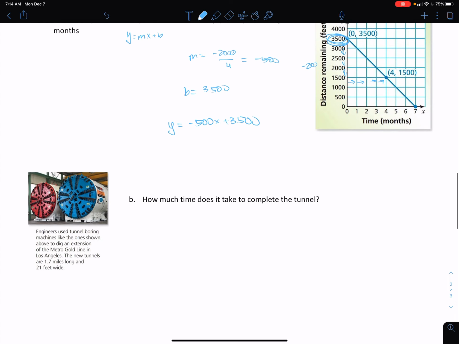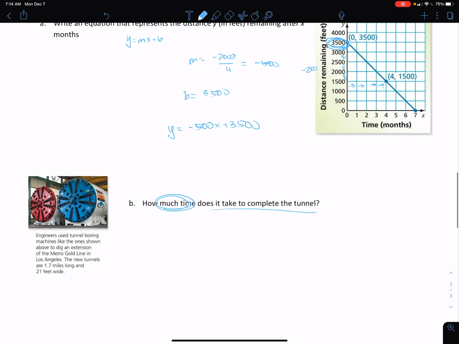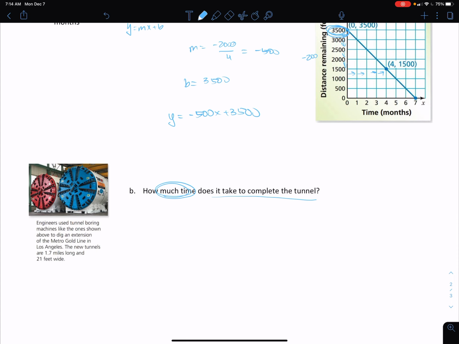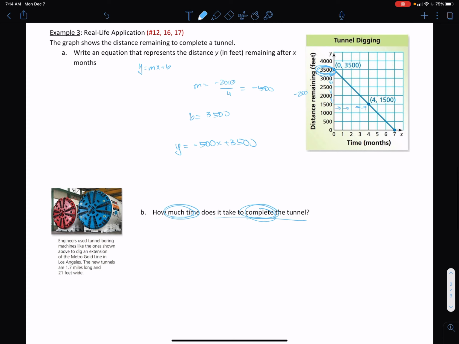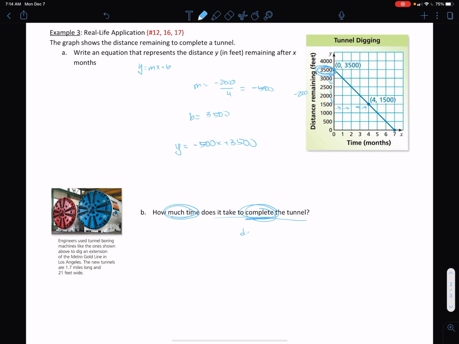Okay. And now, how much time does it take to complete the tunnel? Well, this is where you have to use the graph. If I want to complete the tunnel, how much distance is left to dig? Well, if I'm completing the tunnel, does that mean distance is equal to 0? Yeah, right?